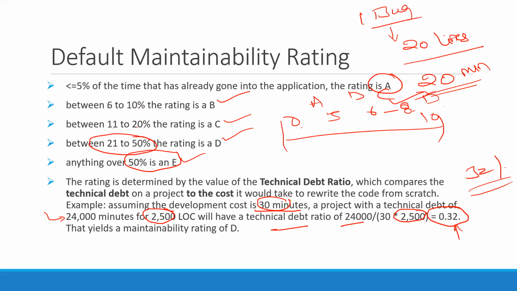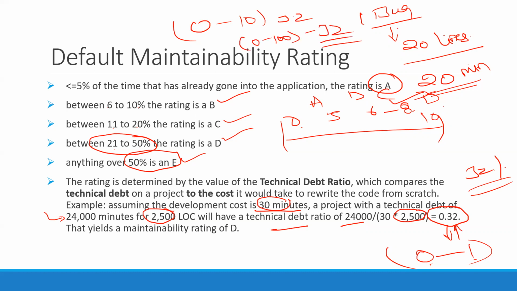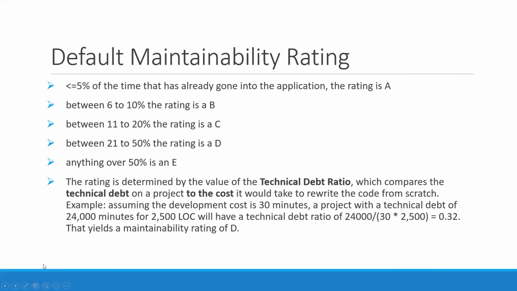Are you getting me? So here the scale is 0 to 1. On the 0 to 1 scale, it is 0.32. If the scale is 0 to 10, it is 3.2. If the scale is 0 to 100, it is 32. Is it clear? See, you come up with ratings and tell which rating is good for me, which rating is bad for me.